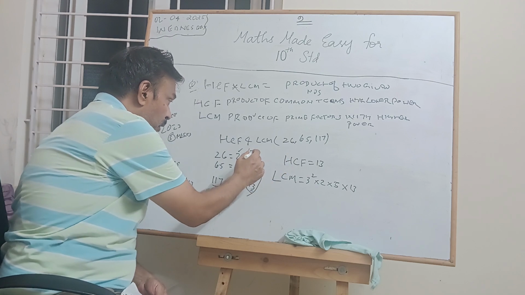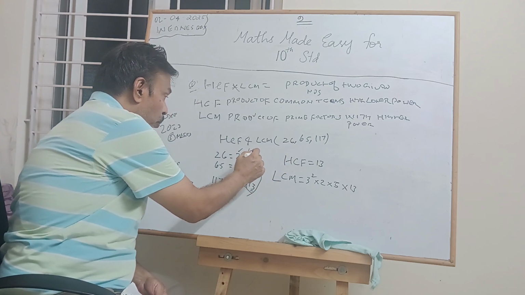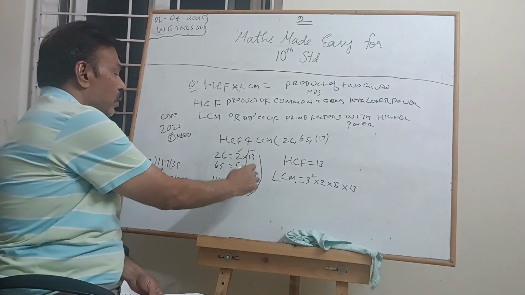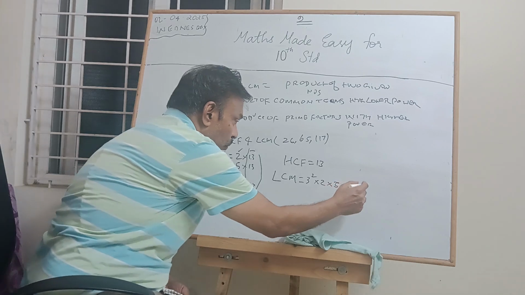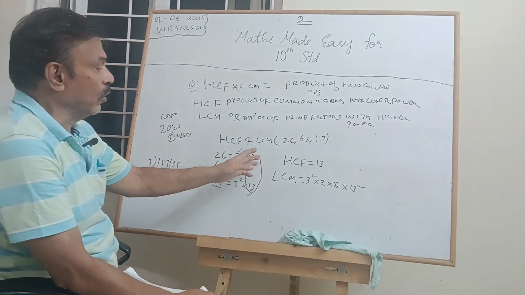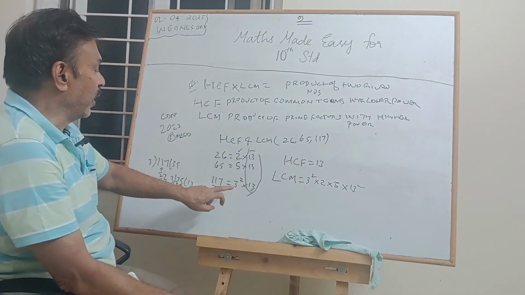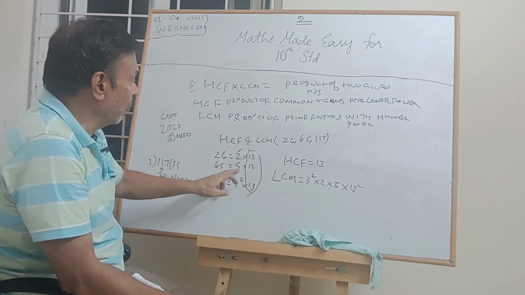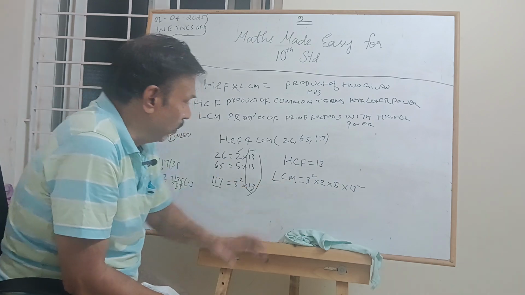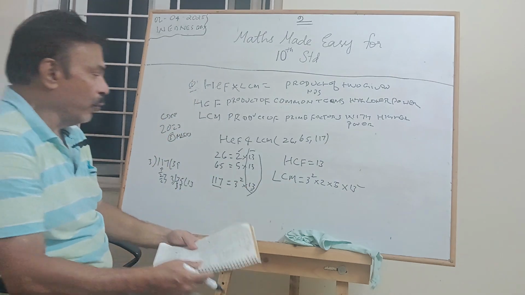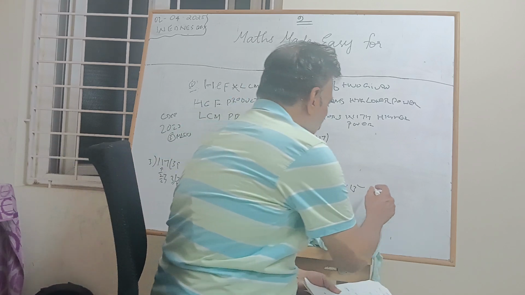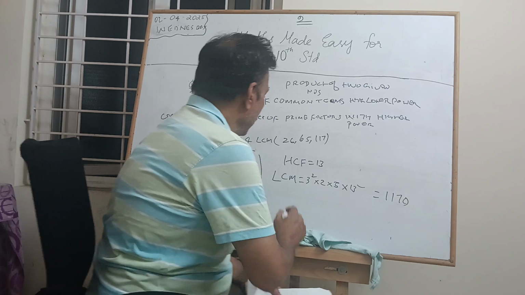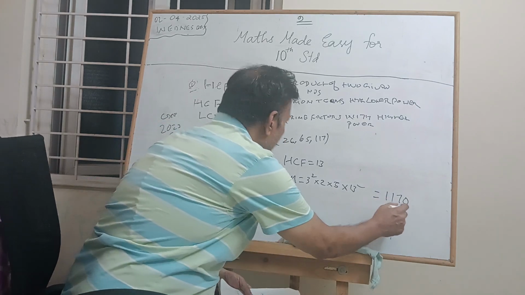If it is 13 to the cube, 13 to the cube should come here. But here it is only 13, so you should take 13 also here. See the difference of HCF and LCM. So the highest power of 3 squared, and 2, 5 and 13 should come. If you multiply this, it comes to 1170. So this is the LCM of these three numbers.